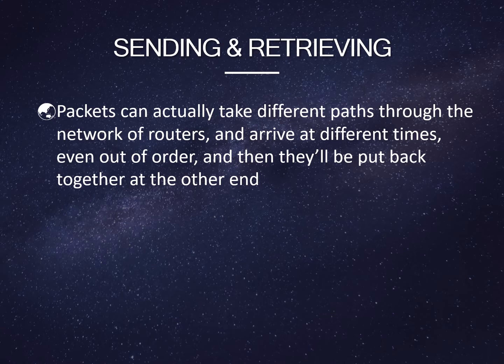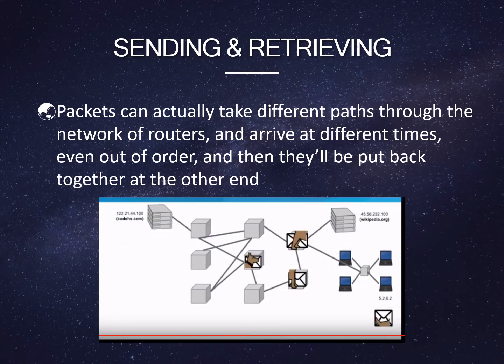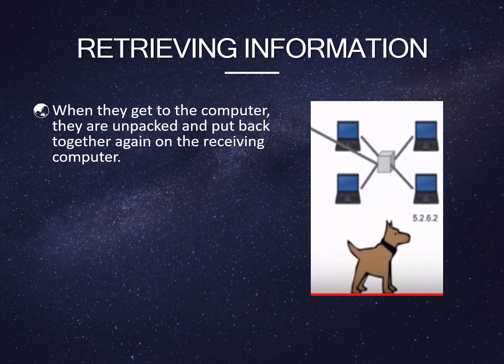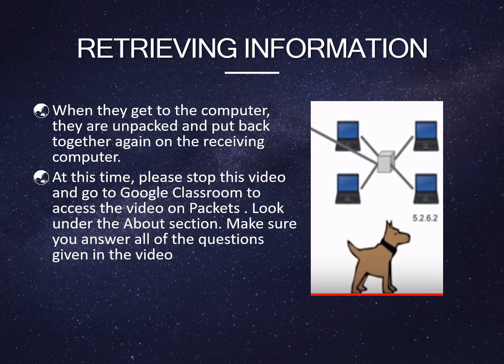Packets can actually take different paths through the network of routers and arrive at different times and even out of order. And then when they arrive, they will be put back together at the other end. So as you can see in this little diagram, the packets of the dog are split across different routers. And when they get to the end, they will all be assembled into one image. When they get to the computer, they are unpacked and put back together again on the receiving computer.